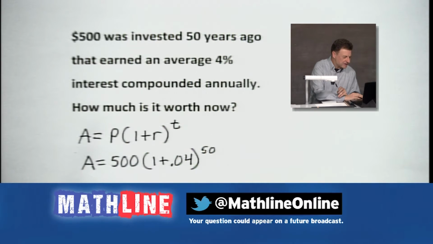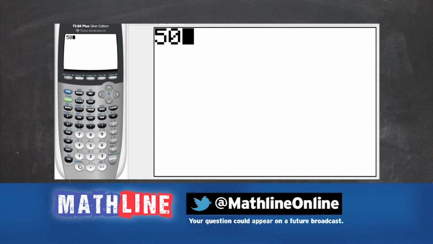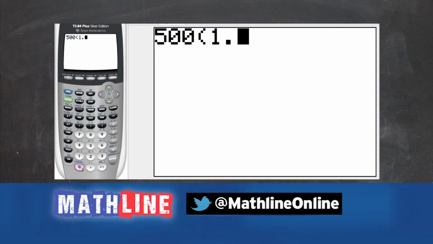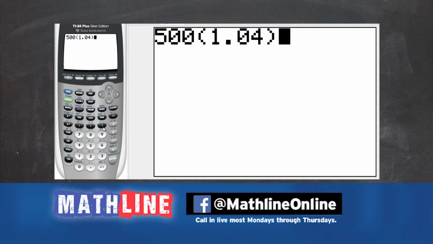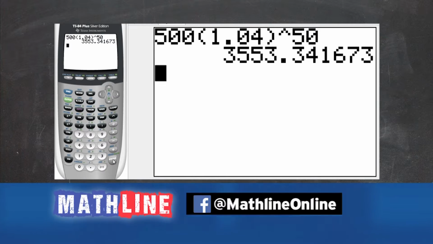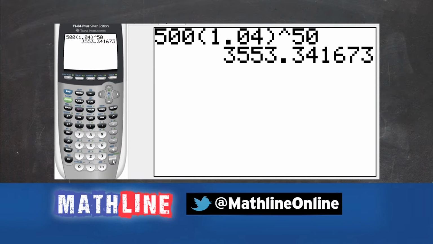Some of you said, well, can it handle that? Sure. It can do a lot of good things. Let's put that 1 and let's go with it. This is 0.04, and we're going to raise that to the 50th. Whoa! That amount, $3,553 and a little chump change, 34 cents.